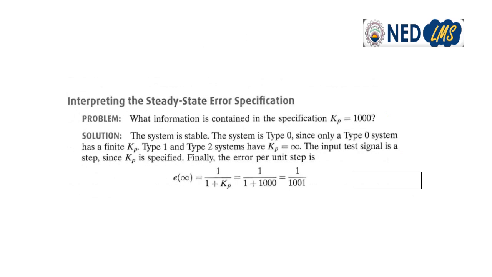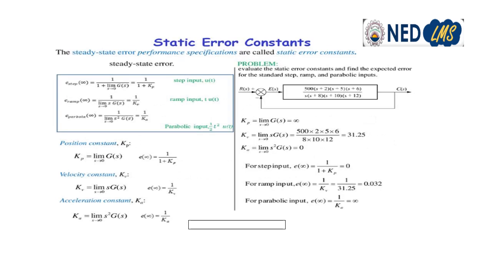Similarly, if we have Kp equals 1000, we can say that the system is type 0, we have a step function input, and the steady state error is 1 upon 1 plus Kp. In a similar fashion, we can analyze with the value of the step error coefficient also. Now we'll see some examples of how we calculate the value of the error constant and the steady state error. This is the value we have already calculated using these values in the previous example.